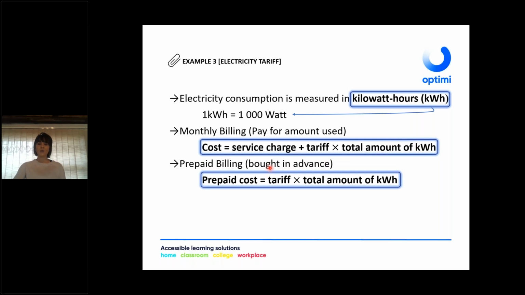That is when you purchase electricity in advance before using it. The prepaid cost is calculated by taking the tariff, which is normally given in Rand, and multiplying it with the total amount of kilowatts that you wish to purchase. It's quite simple, and these formulas may not necessarily be given to you. Sometimes they might be given in a question statement, sometimes not. So it is very important that you learn these formulas in advance and that you understand them.